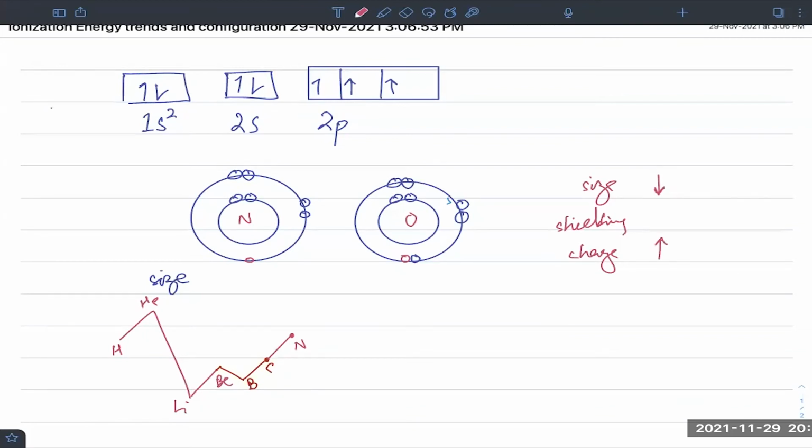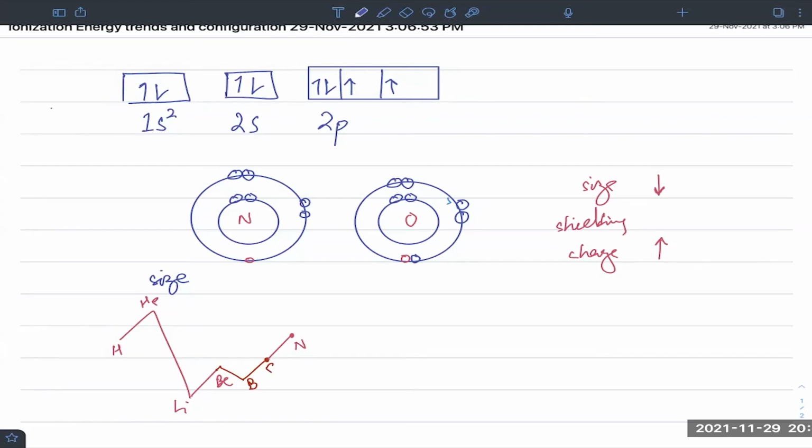Good. What about shielding? It remains the same. Where does the electron go, by the way? Where does the electron go? Sir, I'll go to the top, into arrows. One of the two P's. Yes, one of the two P's. So now what happens? But sir, because there's repulsion between both of them, it will be easier to remove.